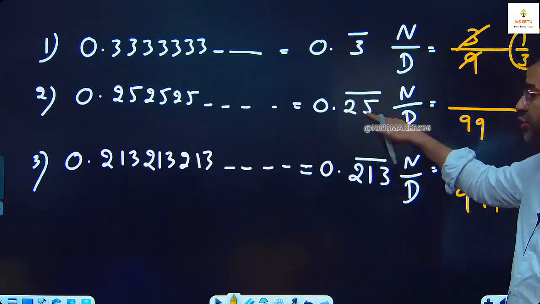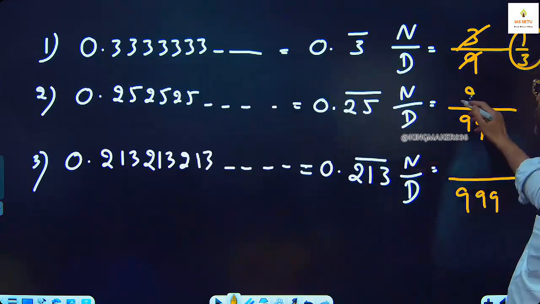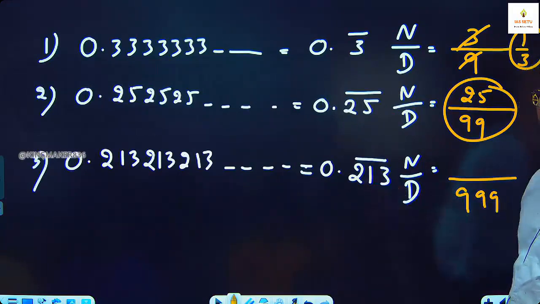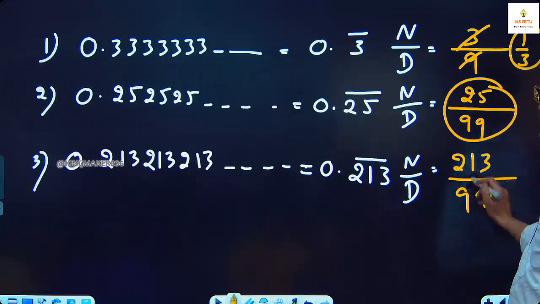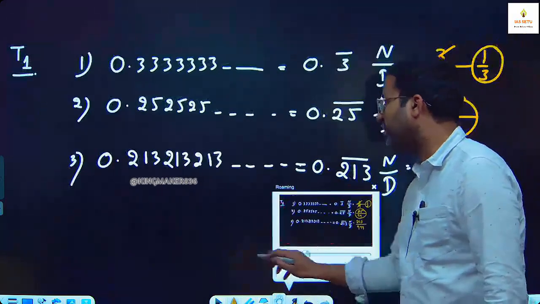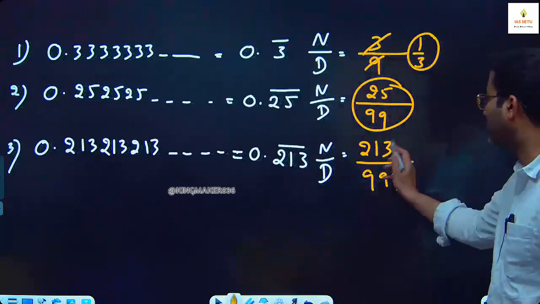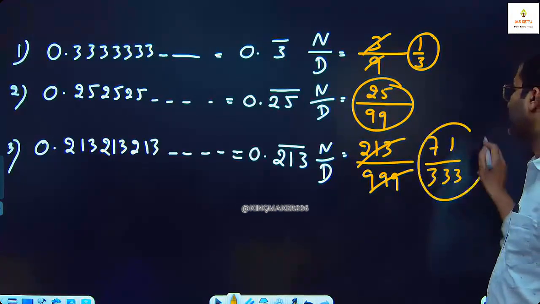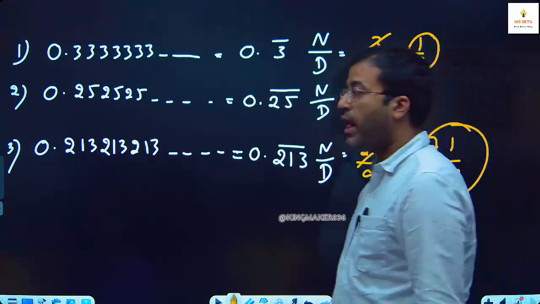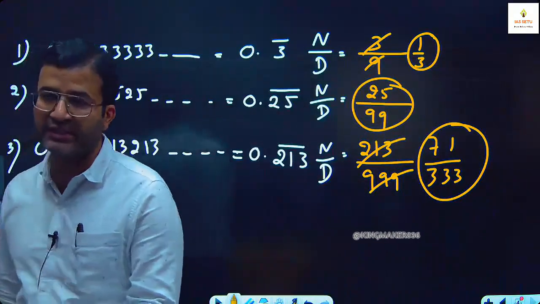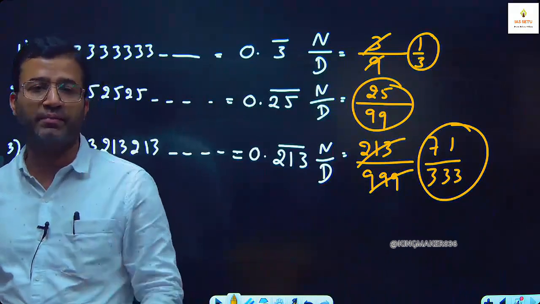Now here in this question, what is the number? 25. So your answer is 25 upon 99. In this question, this is 213 upon 999. Simplify it. Divide by 3. Divide this by 3. You get the answer. This is 71 upon 333. This is your answer. I repeat, in the denominator, as many 9s as there are digits under the bar. Numerator, the number as it is.